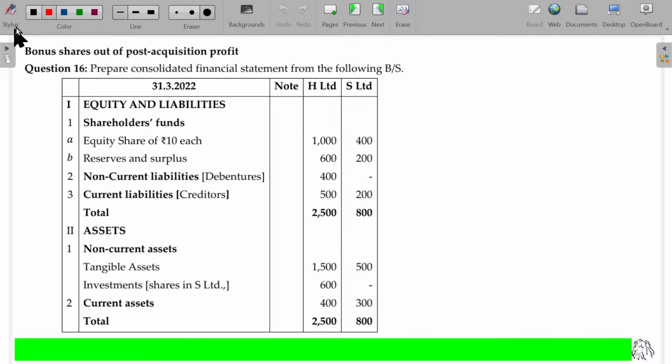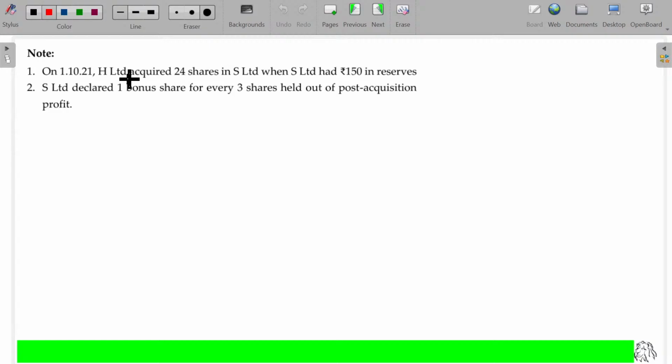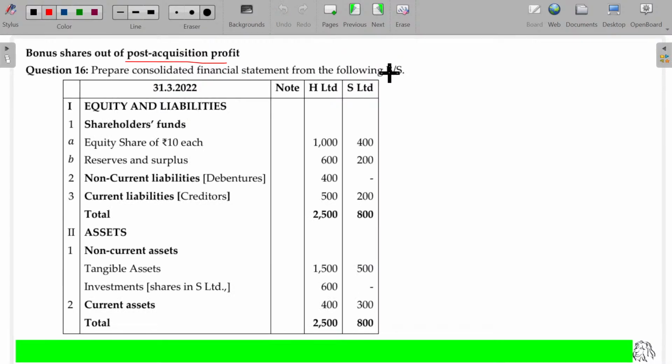Question number 16 is all about post acquisition profit. H Limited acquired 24 shares and S Limited had 150 in reserves. One bonus share was issued for every 3 shares held, out of post acquisition profit.